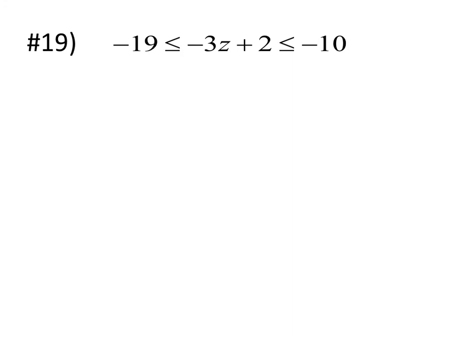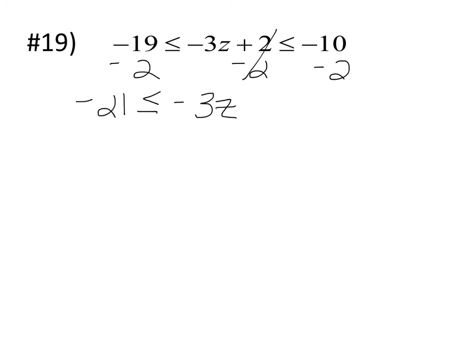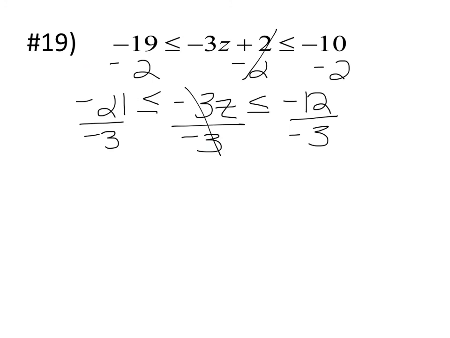All right, here we go. So we got to solve this first. So we're going to subtract 2 from all 3 pieces, giving me negative 21 is less than or equal to negative 3z, which is less than or equal to negative 12. Then we're going to divide all 3 pieces by negative 3. What happens when we divide an inequality by a negative? We flip our signs. So this becomes positive 7 is greater than or equal to, it was less than, now it's greater than. Z, which is greater than or equal to, was less than, now it's greater than. 4.